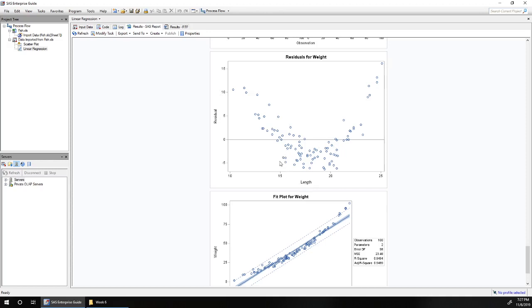In the middle of our data, between fish lengths of about 15 and 20 inches, we've got negative residuals. Remember, a residual is actual minus predicted. That's negative. That means our predicted value is greater than our actual value. We're over-predicting when we've got a negative residual. In these regions, above about 20 inches, below about 15 inches, we're consistently under-predicting the weights of these fish.